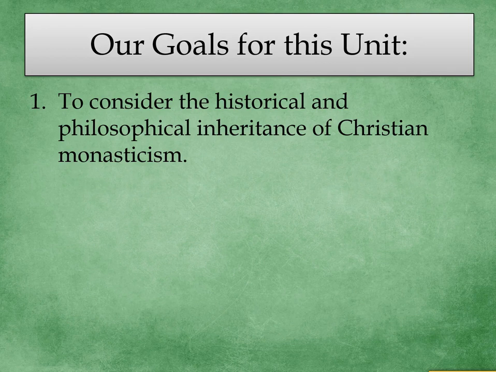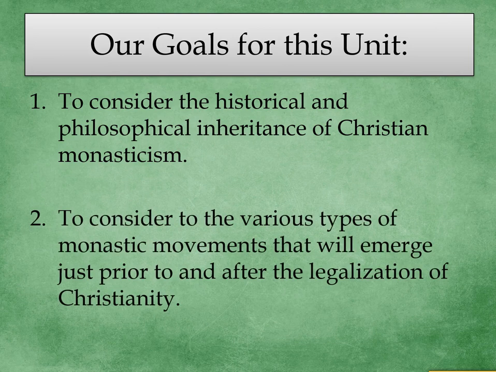So our goals for this unit were to consider the historical and philosophical inheritance of Christian monasticism, which we did in the last unit, and then also to consider the various types of monastic movements that will emerge just prior to and after the legalization of Christianity. So we're going to talk about the two main models of monastic life, the Cenobitic and the Eremitic, and then also the type of ascetic behaviors that are really quite normal to both of those types of monastic lives.